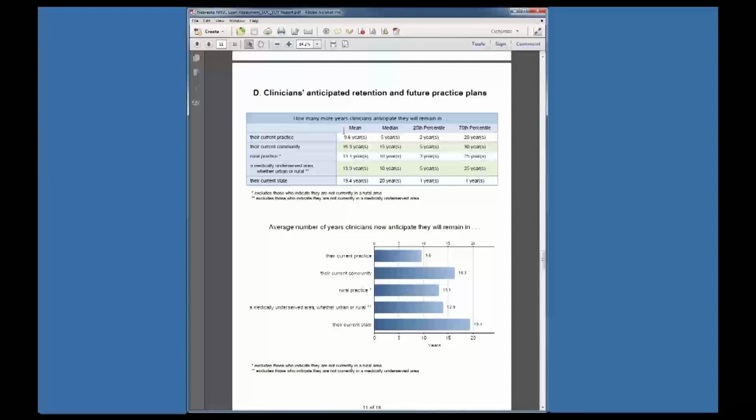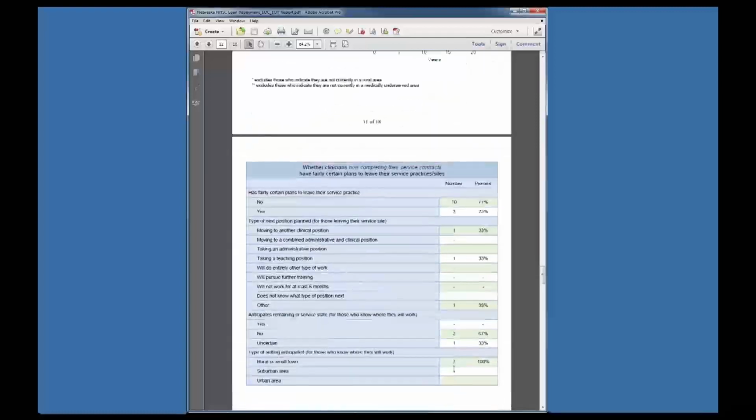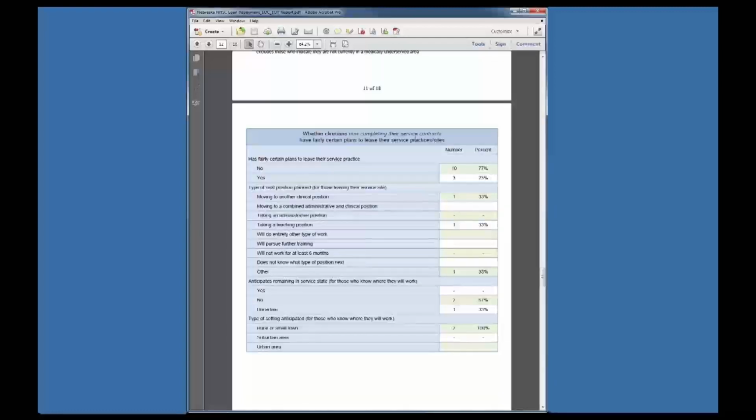This graph is the same as this line right here, the mean here. It's just showing it in graph form, if that's easier or better for you to present. This table may be confusing for people. It will make more sense as more and more people complete these questionnaires over time. But this is whether clinicians who are now completing their service contracts have fairly certain plans to leave their service practices or sites. And so there are fewer people responding.